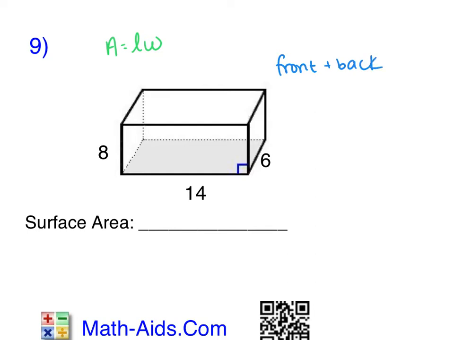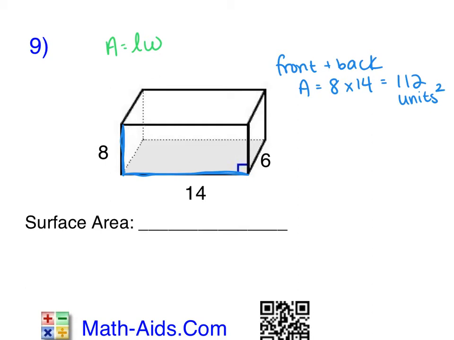I'm just going to make kind of a list. That's the way that I like to do these. So my front and my back. The area of the front and back is length times width, which is 8 times 14. So I plug that into my calculator, 8 times 14, and it gives me 112. I don't have any units, so I'm just going to say units squared, just a generic name. So that takes care of the front face here and the back face there.